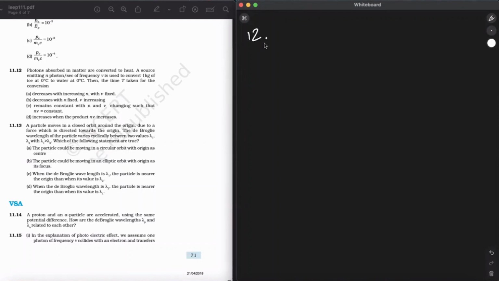Photons absorbed in a matter are converted to heat. A source emitting n photons per second of frequency nu is used to convert 1 kg of ice at 0 degree Celsius to water at 0 degree Celsius in the time taken t.